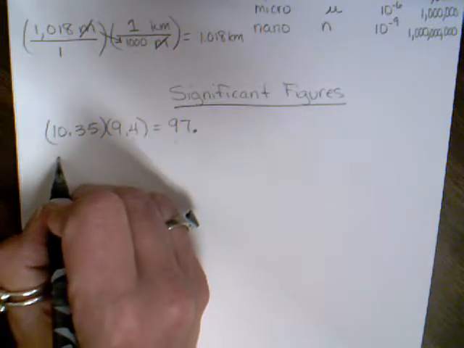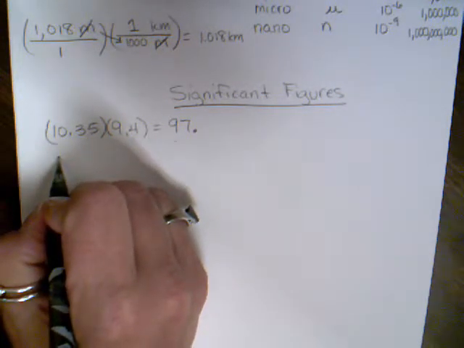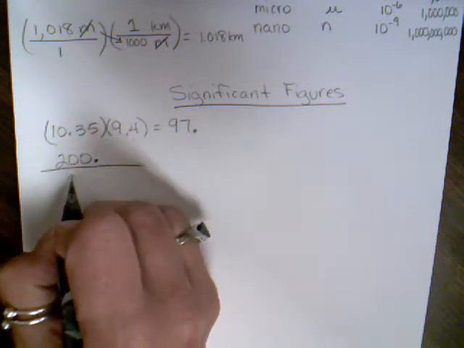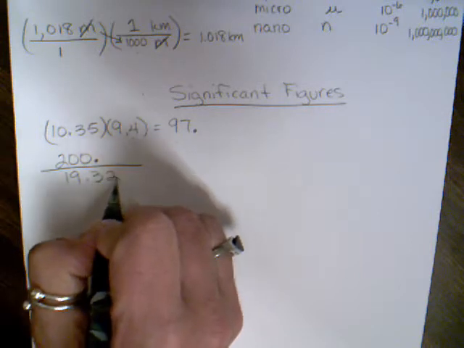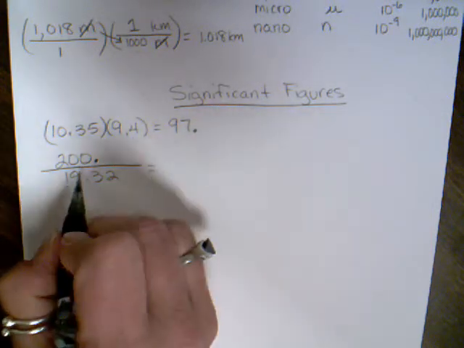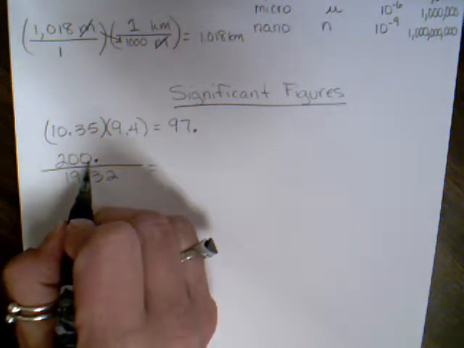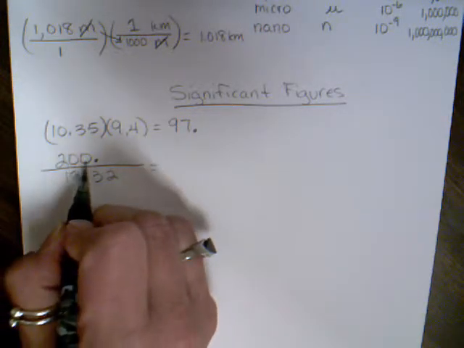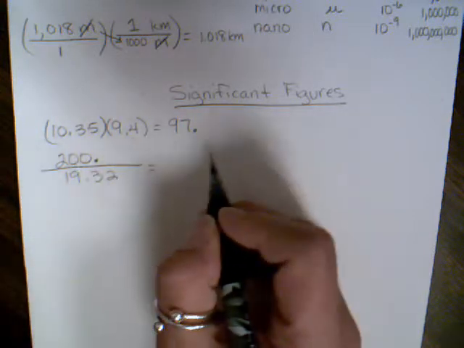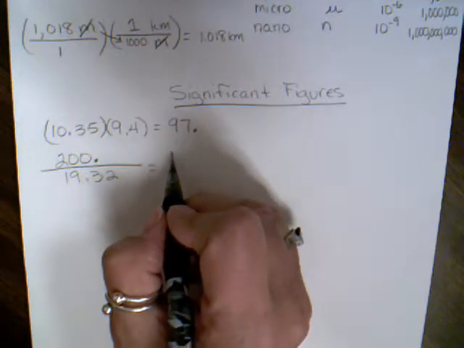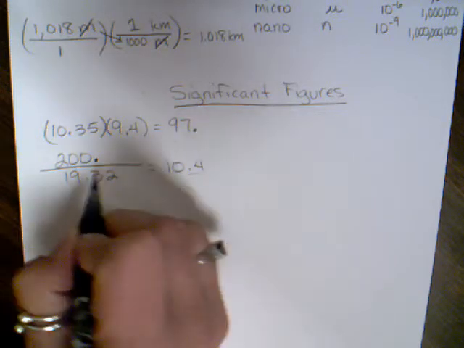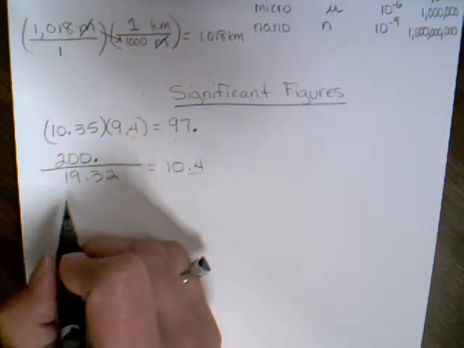If you have 200 with a decimal divided by 1932, then your answer would need to have 3 significant figures because of the 200. There is a decimal here. The zeros that follow the 2 count. And so your answer is going to be 10.4. 3 significant figures, 3 significant figures.